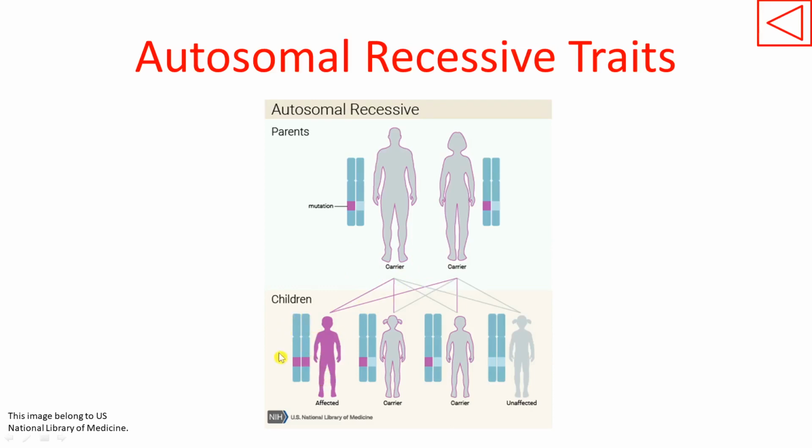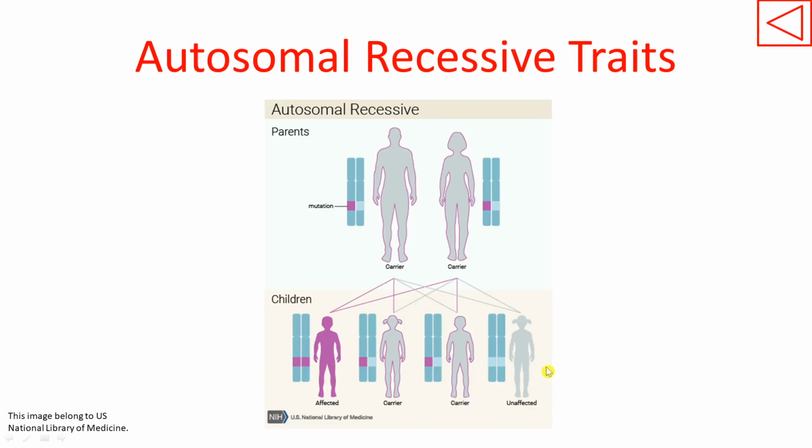Now, if both the copies of genes of this child are mutated, in that case, this child will be affected by glycogen storage disease. On the other hand, there will be 2 children who will be containing one mutated gene and one normal gene. Therefore, they will be acting as carriers and they will not be affected by glycogen storage disease.